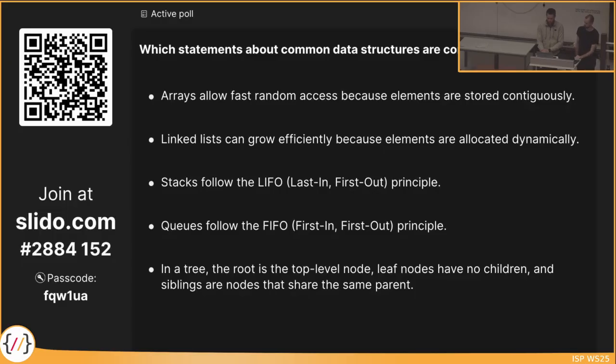So the first statement basically is about whether arrays allow fast random access. The second one is basically whether linked lists can grow and shrink efficiently. Stacks follow the last in first out principle. Queues follow the first in first out principle. And in a tree, the root is the top level node. Leaf nodes have no children, and siblings are nodes that share the same parent.